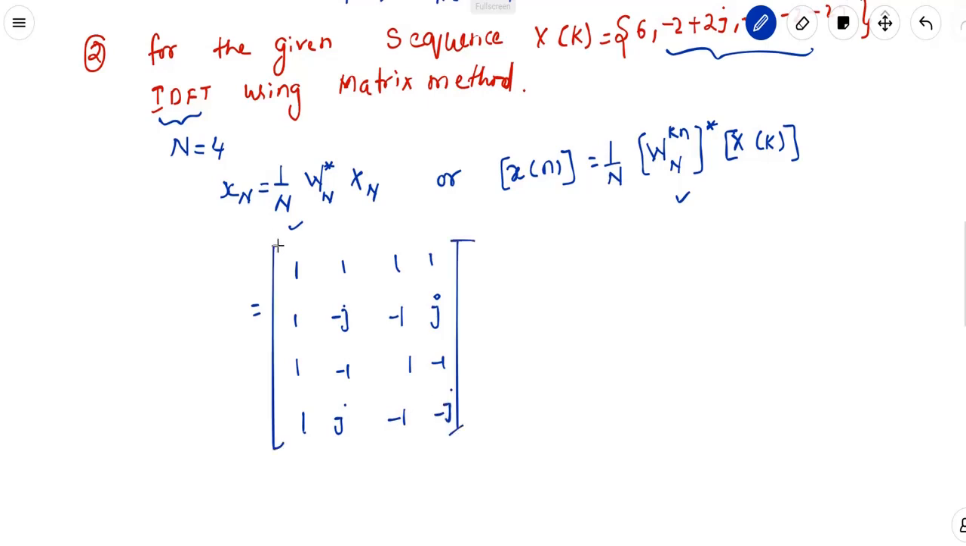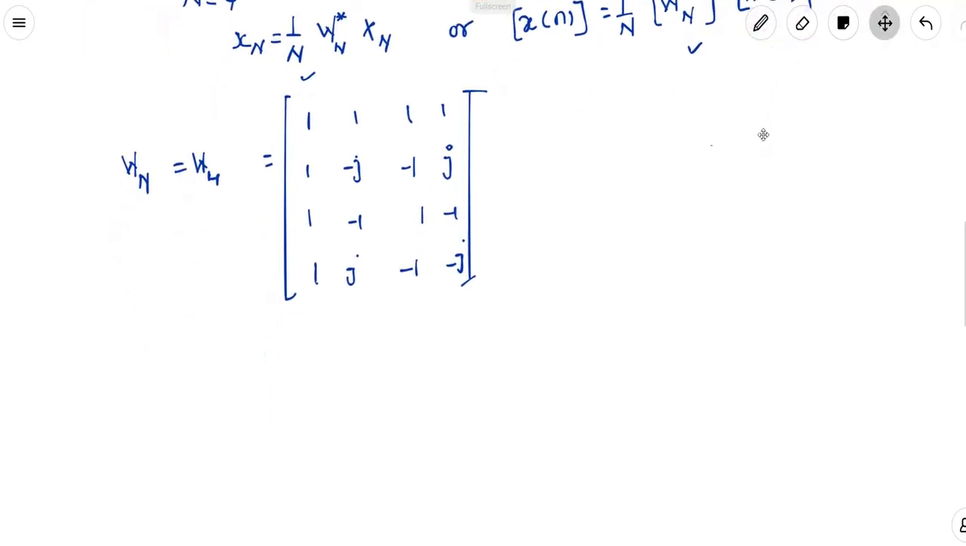For this matrix we have to take the conjugate. Now this is W_N, which I can also write as W_4. If I take a conjugate of this, that is nothing but W_4 conjugate. So this will be equal to 1, 1, 1, 1, 1. The real values we are not changing. Wherever there is an imaginary part, if it is plus it will become minus, and if it is minus it will become plus.